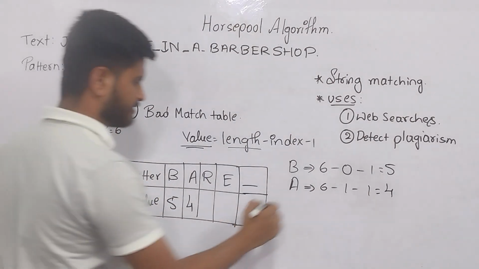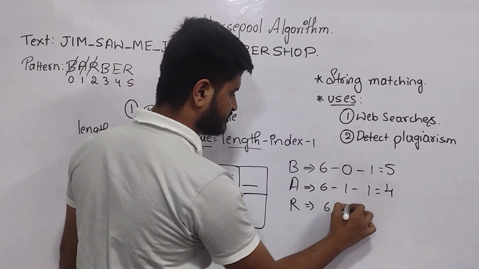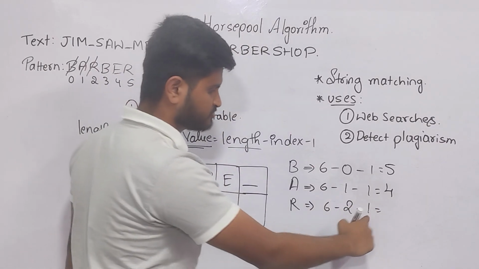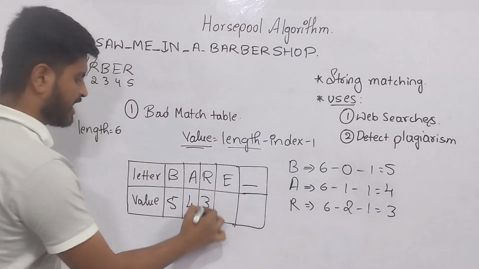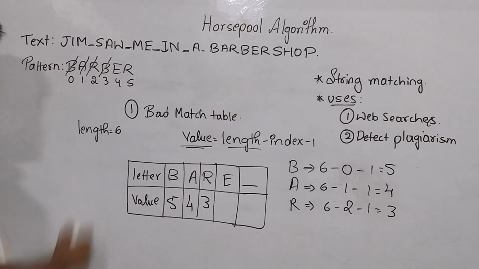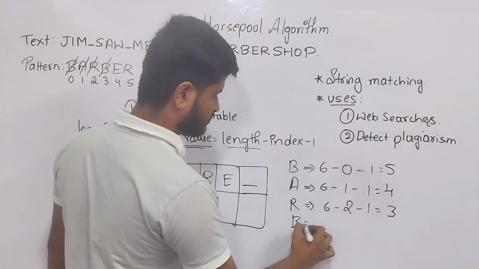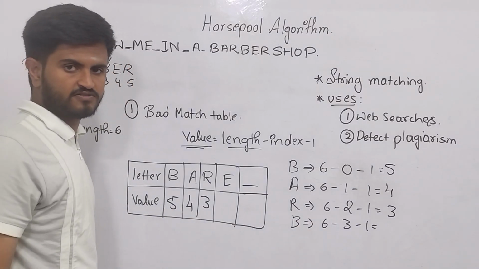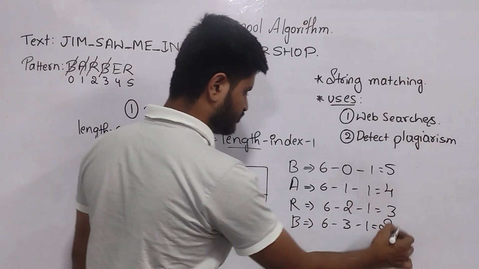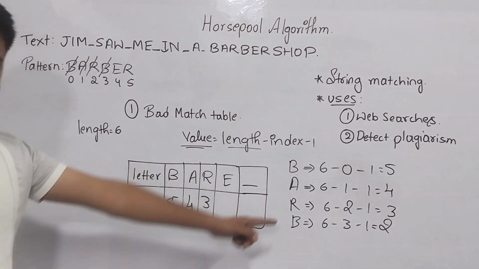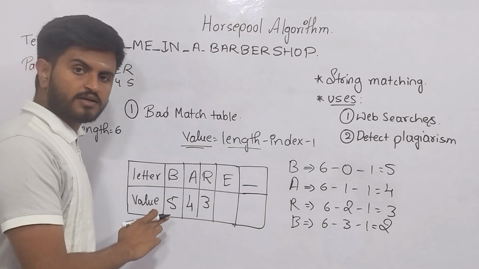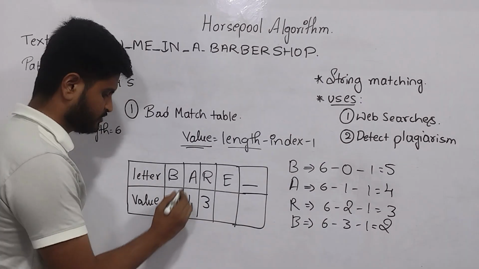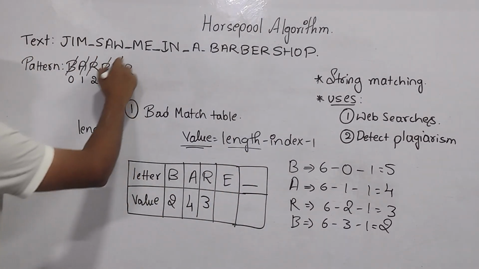Next it will be R. So 6 minus 2 minus 1: 6 minus 2 is 4, 4 minus 1 is 3. So we got the R value as 3. Now again B has come. B equals 6 minus 3 minus 1: 6 minus 3 is 3, 3 minus 1 is 2. So again we got the B value as 2. Earlier I got the B value as 5, so I will be replacing it with the new value, 2. Now again E.